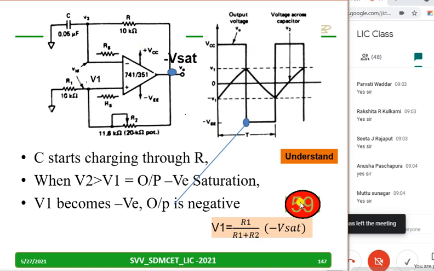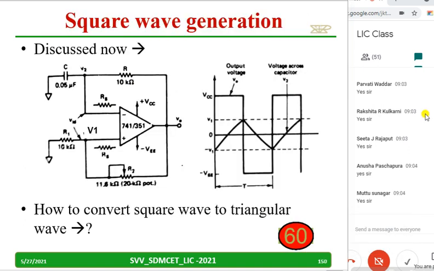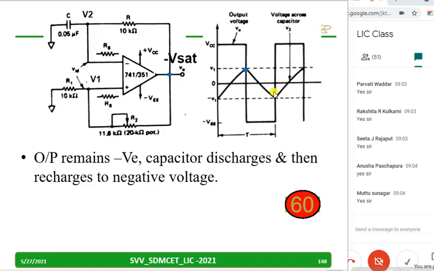I'll pause here. I'll wait for you to copy. Take a minute, copy down this. Output remains negative. Capacitor discharges and then recharges to the negative voltage. This is shown in the graph. Try to understand this.